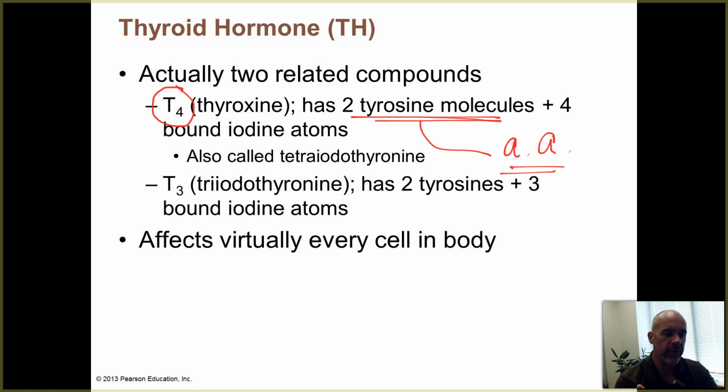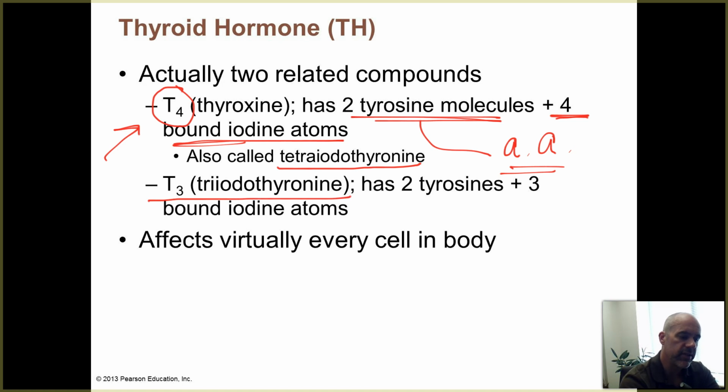All right, so T4 has two of those tyrosine amino acids. They're bonded together, and then they're also attached to 4 iodine atoms. And those things bonded together form tetraiodothyronine. That's the long name, abbreviated as T4. So that's one version of a thyroid hormone. T3 is the other version. T3 stands for triiodothyronine. This version has 2 tyrosines, but only 3 iodines. So there are 2 different versions of this that exist in the body.